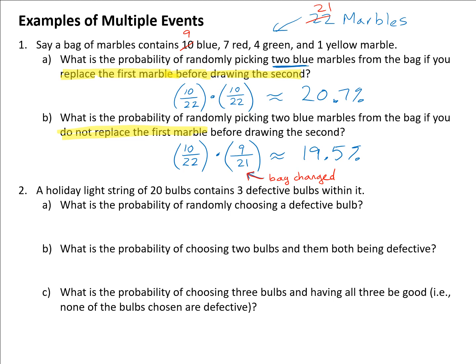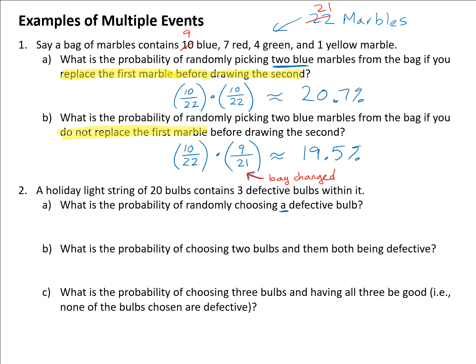All right, let's look at another example. A holiday light string of 20 bulbs contains 3 defective bulbs within it. We don't know where they are, we just know there's 3 of them in this group of 20 bulbs. Let's look at the following questions. What is the probability of randomly choosing a defective bulb? Now we're talking about A, which is 1 defective bulb, so we're just looking at a single probability.